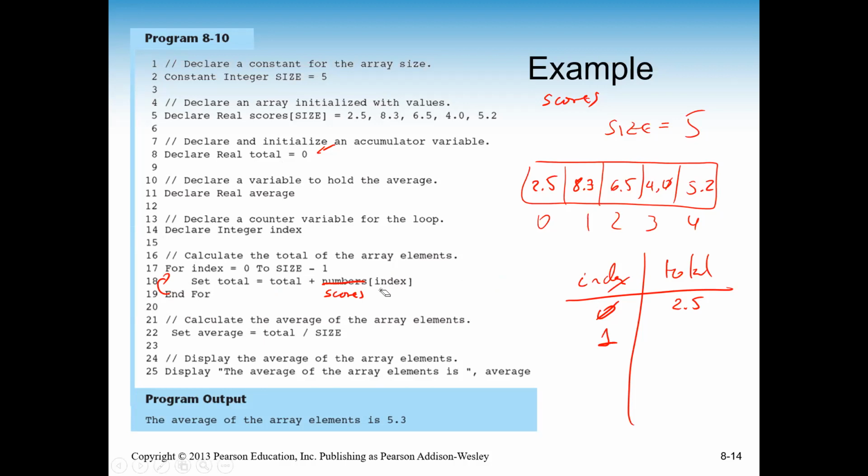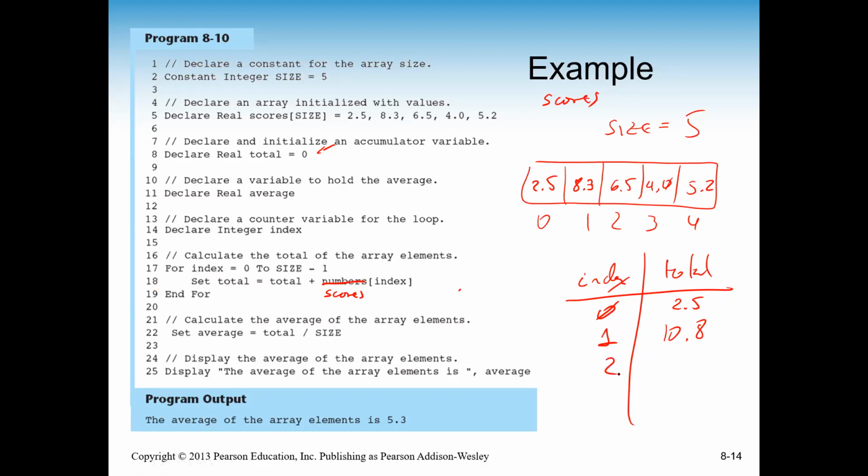And then you go to scores[1], right? And so you go into the array. scores[1] is 8.3. So now you're going to take 2.5 plus 8.3, and you're going to add those together. And so that's going to be, what is that? 10.8, right? 10.8. And you move to the next iteration.